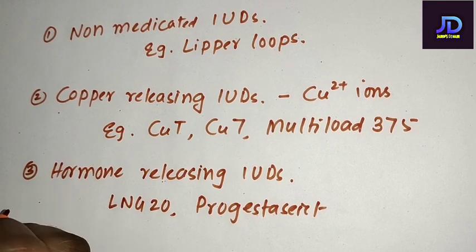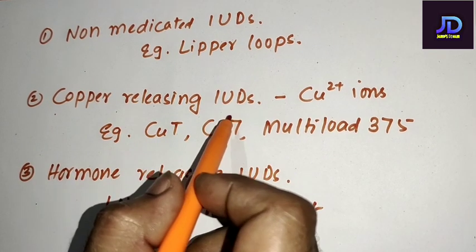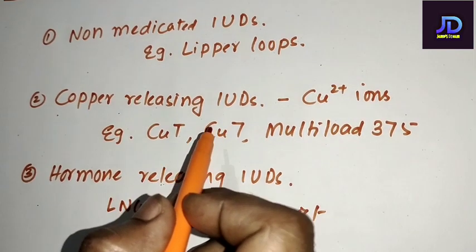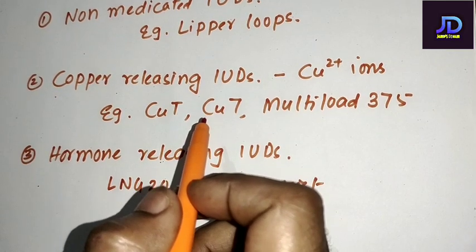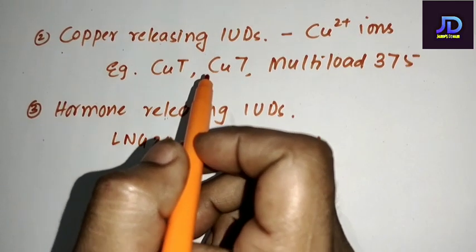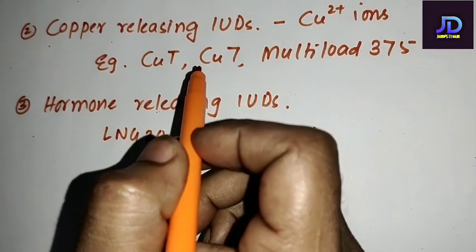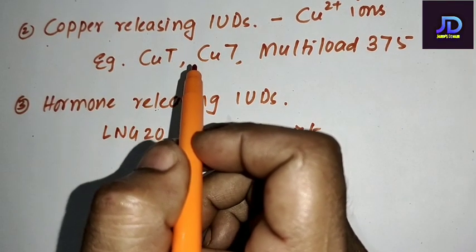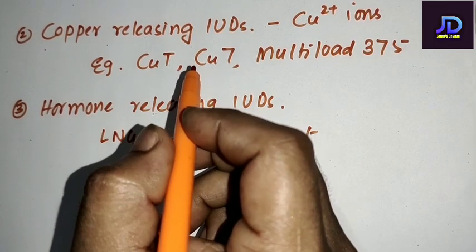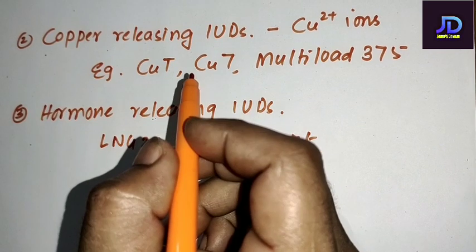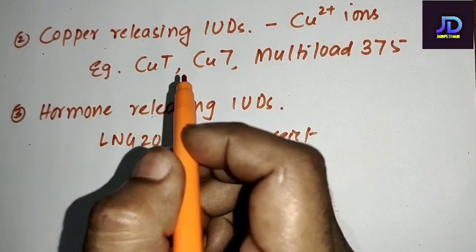The first thing is the copper ions released from the copper releasing IUDs reduce the sperm motility. The sperm has a speed, and with that speed it reaches the uterus or fallopian tube. But that means the sperm must have some activeness, and because of the copper ions they become less active, their movement slows down, and as a result they cannot reach the fallopian tube.